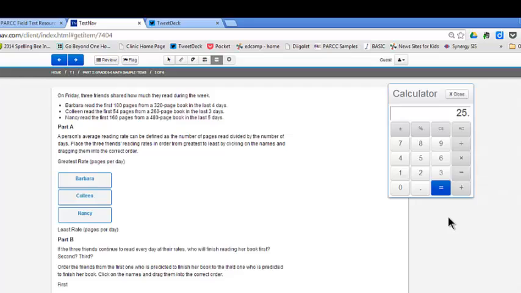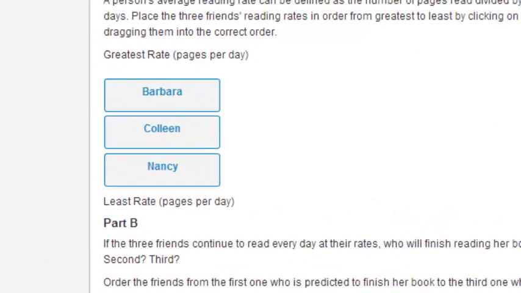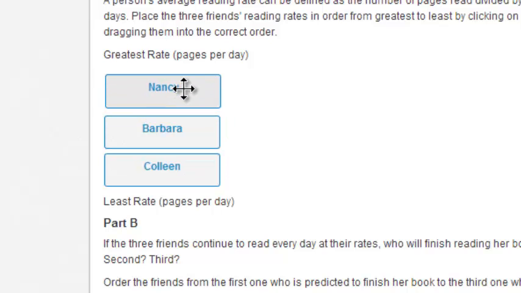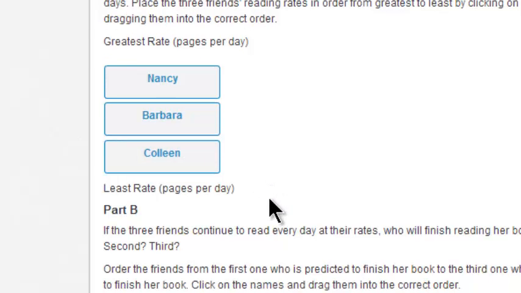And then I would do the pages per day calculations for Colleen and Nancy. So we'll just skip ahead to the point where I've done those. So now I've got Barbara with 25 pages per day, Nancy with 32, and Colleen with 18. So Nancy is going to move up to the top, Barbara's going to be in the middle, and Colleen's going to have the least rate.